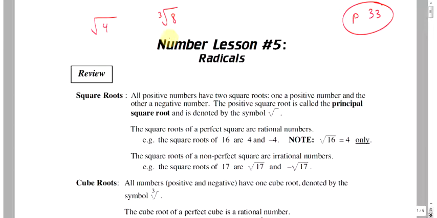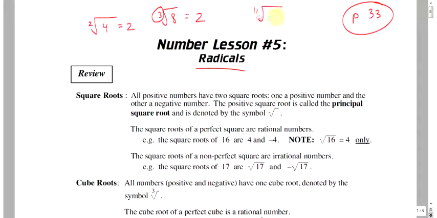Is 8 a perfect cube? Is there a number multiplied by itself 3 times to give us 8? Yes, there is. That's what it means. What number is here? There's nothing here. Square root. There's a number multiplied by itself twice to give us 4. That's 2. Okay? These are all radicals.